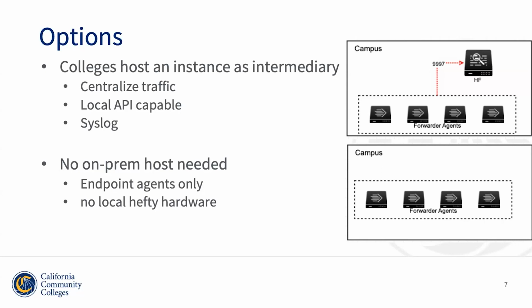Now, down at the bottom, we have what we'll consider a light option. If you don't have the resources, if you don't have the ability to stand up a local server, what we do is you would install the universal forwarder agents on your endpoints and point to our deployment server. Our deployment server would then pass down the configurations to send directly to us.